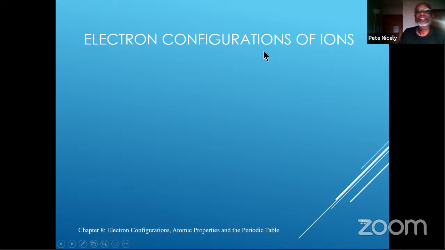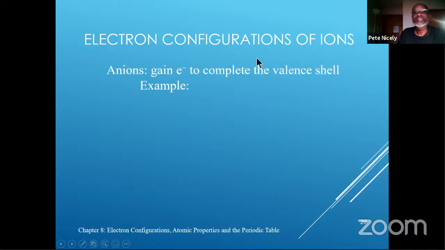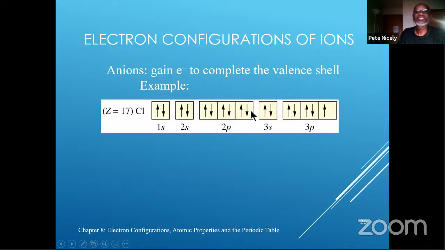We talked about the electron configuration of atoms already. When it comes to ions, it's a bit different because we know that if you go from an atom to an ion, the atom would have to either lose or gain electrons. If the atom gains electrons, then we have the formation of negatively charged ions, which are known as anions, all right? So as stated here, anions are formed when electrons are gained to complete a valence shell.